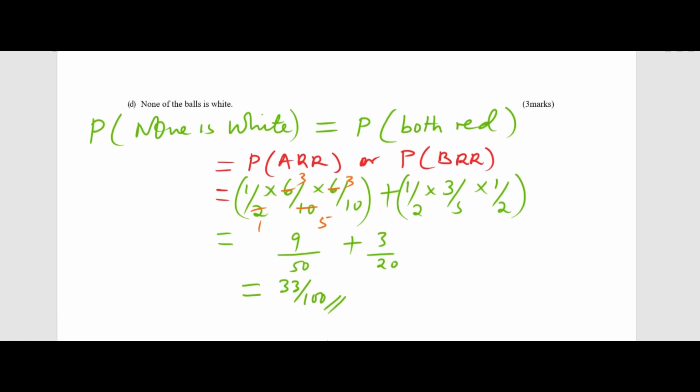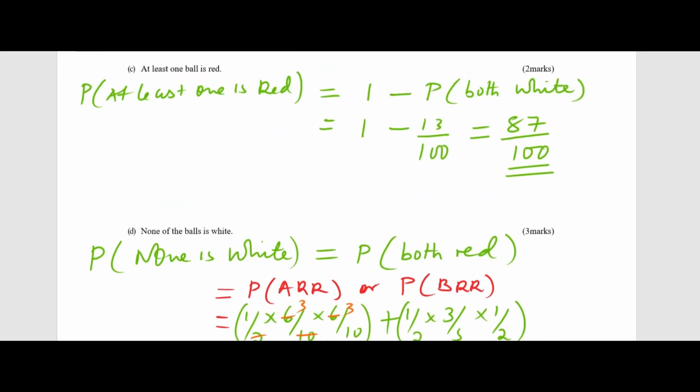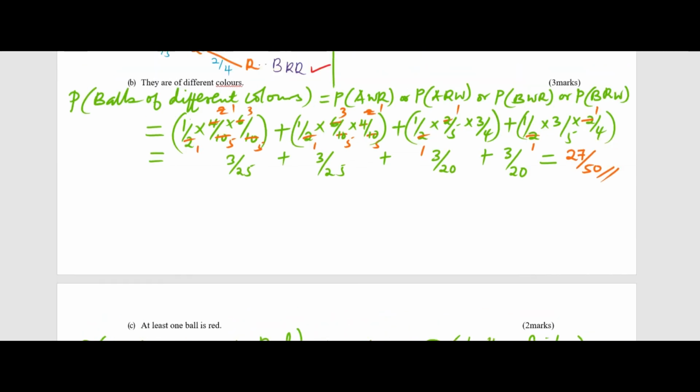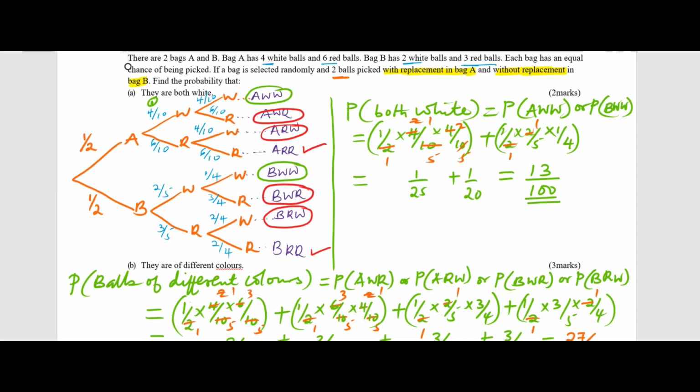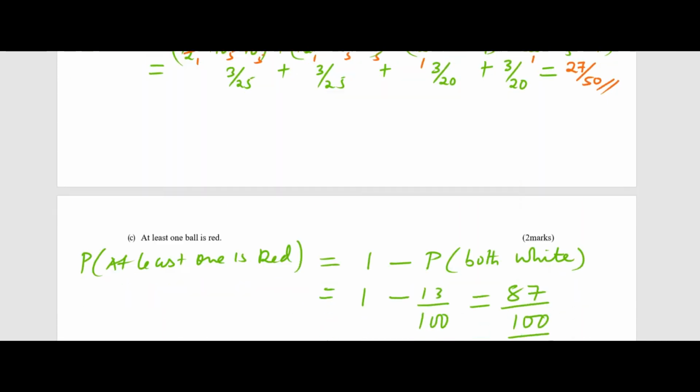So it means we are getting instances where both of them are red and none of them is white. So that is how we use the tree diagram in getting the solutions to all these questions. So a very important thing to remember is to draw a tree diagram, and then you note important parts of the question. In this part, with replacement and without replacement.